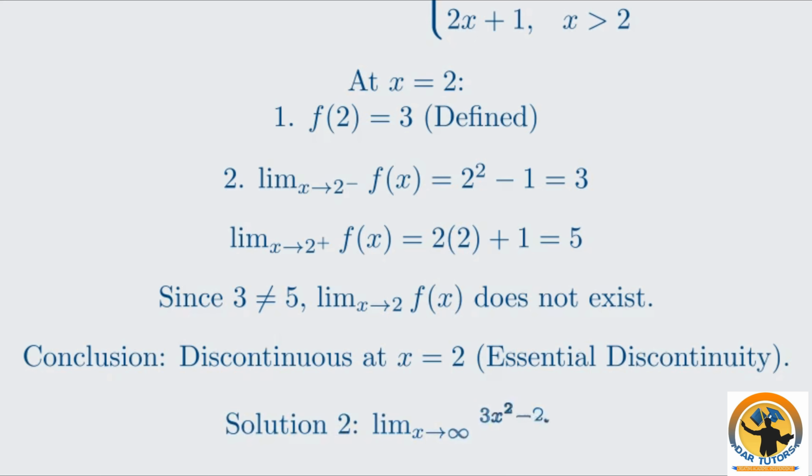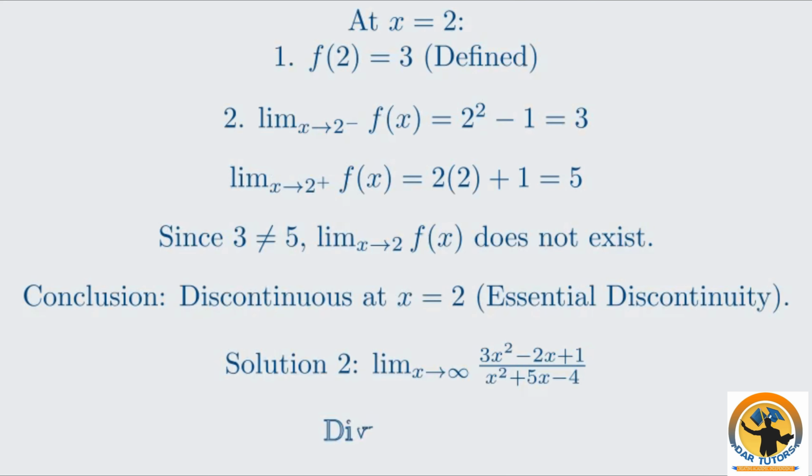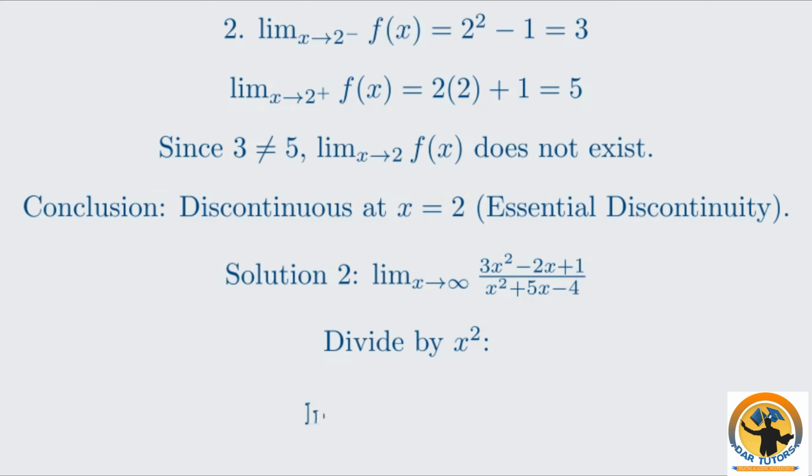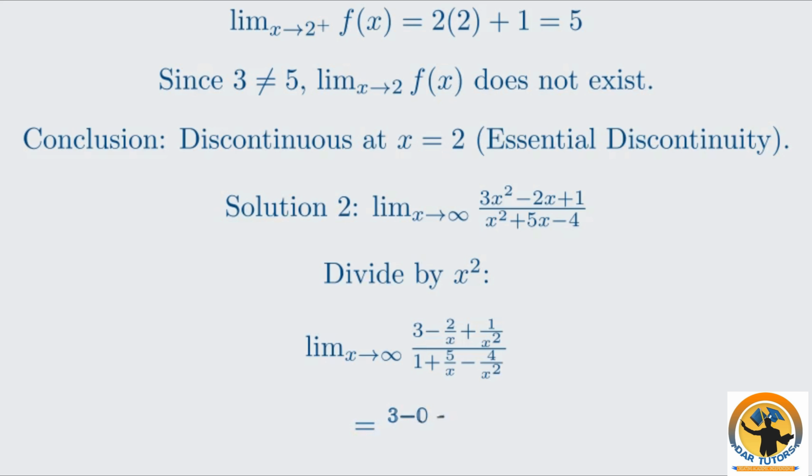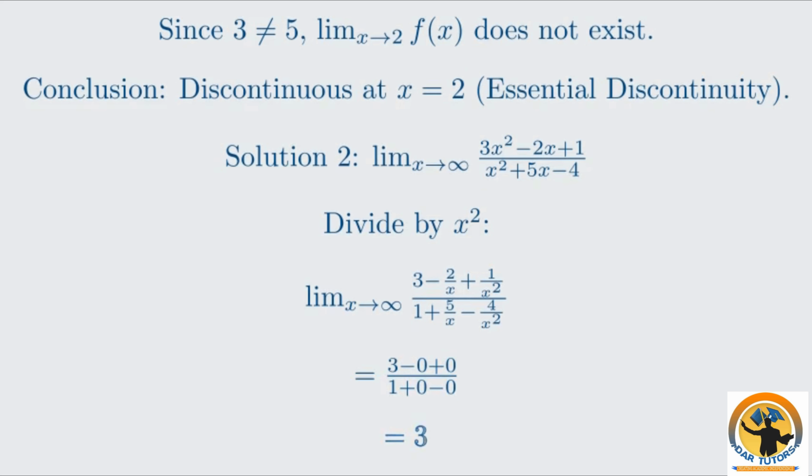For question 2, we have a limit at infinity. We divide every term by x squared, the highest power in the denominator. This gives us the limit of 3 minus 2 over x plus 1 over x squared all over 1 plus 5 over x minus 4 over x squared. As x approaches infinity, all the terms with x in the denominator go to 0. The limit is 3 over 1, which is 3.